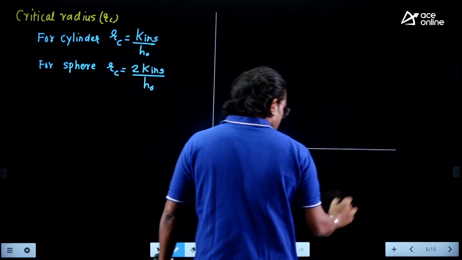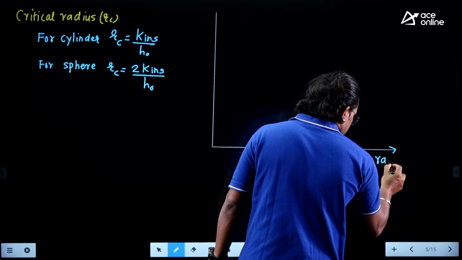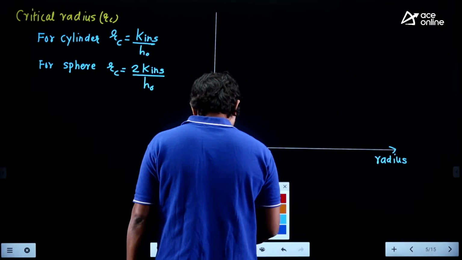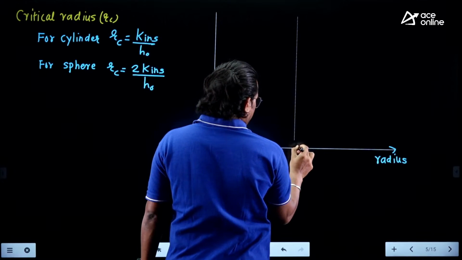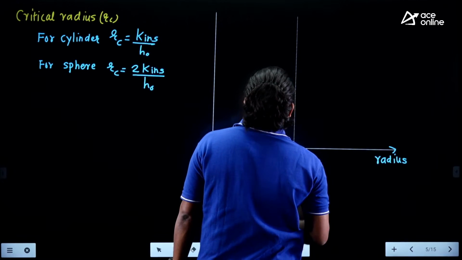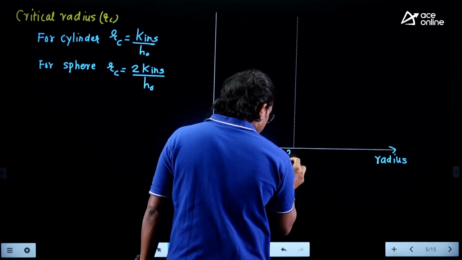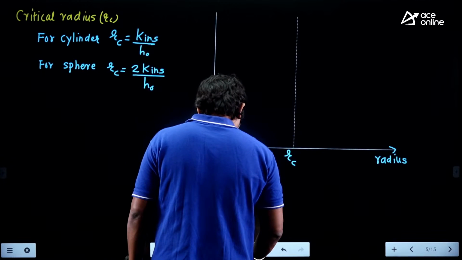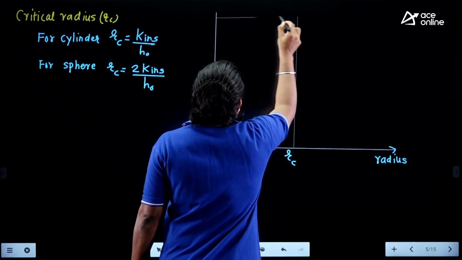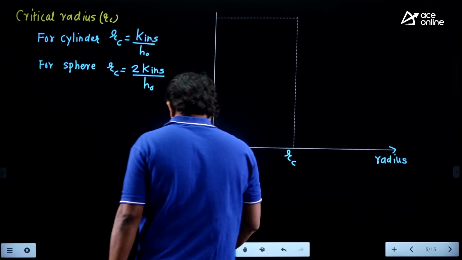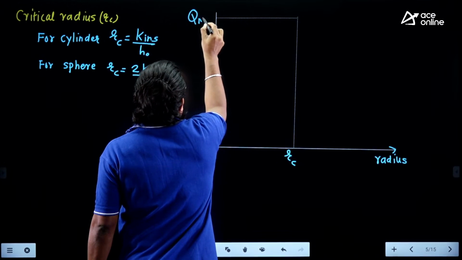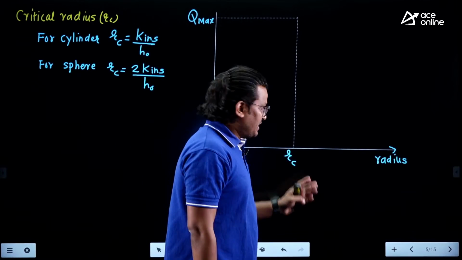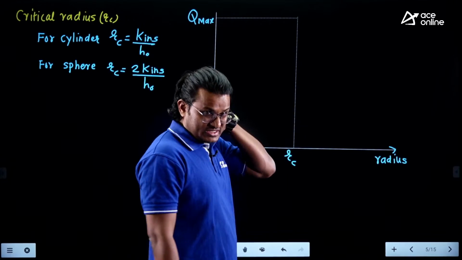Okay, listen. So this is radius. This is radius. Okay. So this is RC. This is RC. So at this radius, Q will be maximum. So here Q will be maximum. So make sure this is the radius where Q will be maximum.